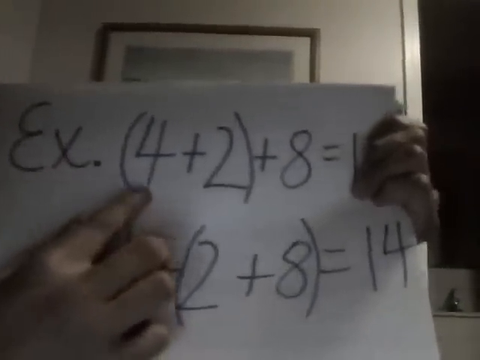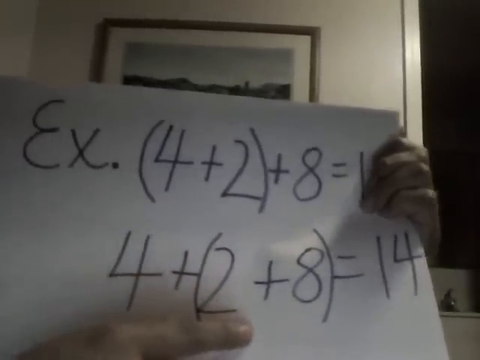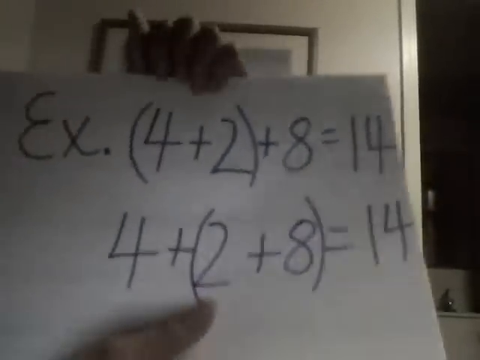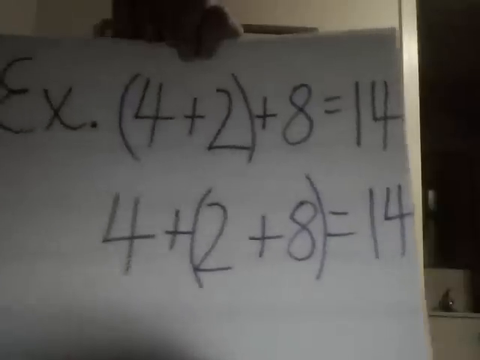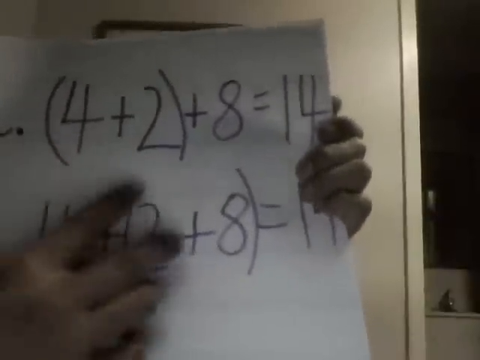Okay, but it'd be 4 plus 2 would equal 6, and plus 8 would equal 14. And then the same thing down here where you group it differently. It's 2 plus 8, which equals 10, plus 4, which equals 14. They both have the same sum.